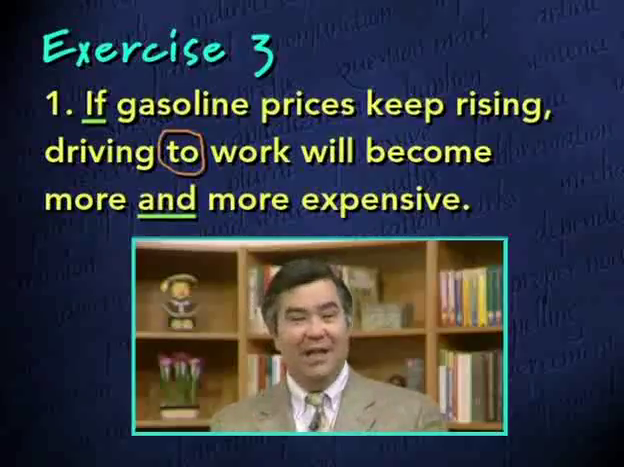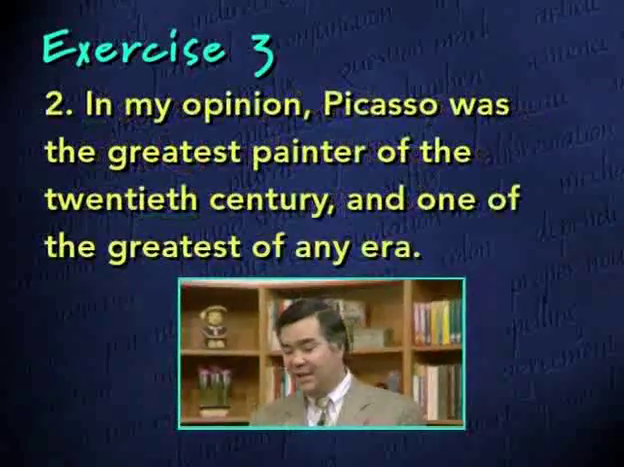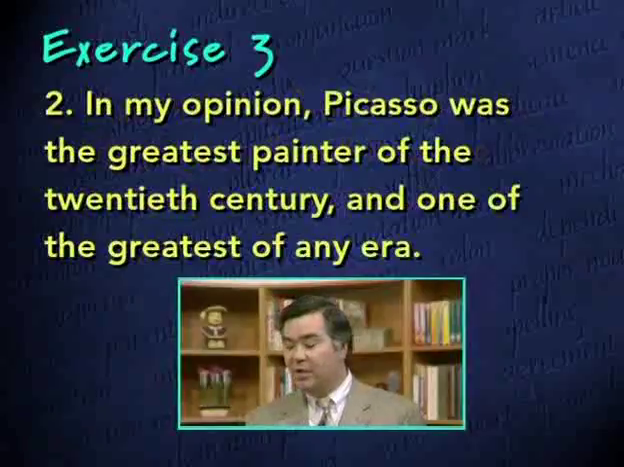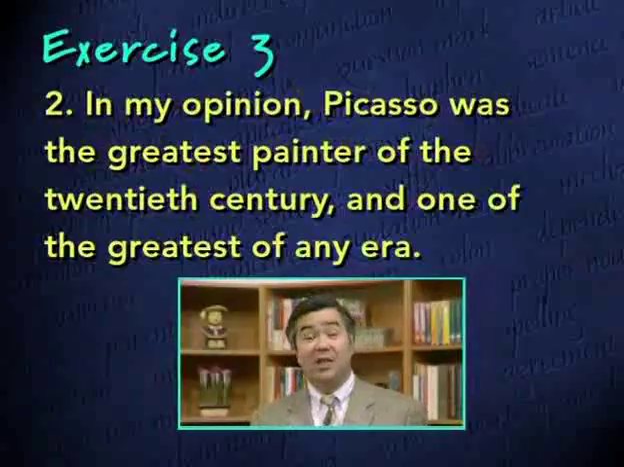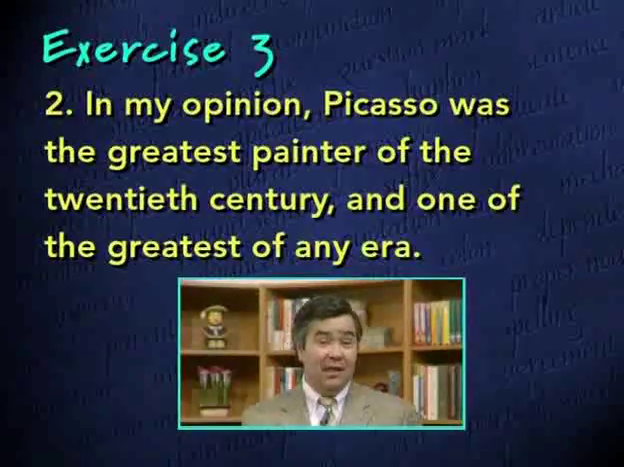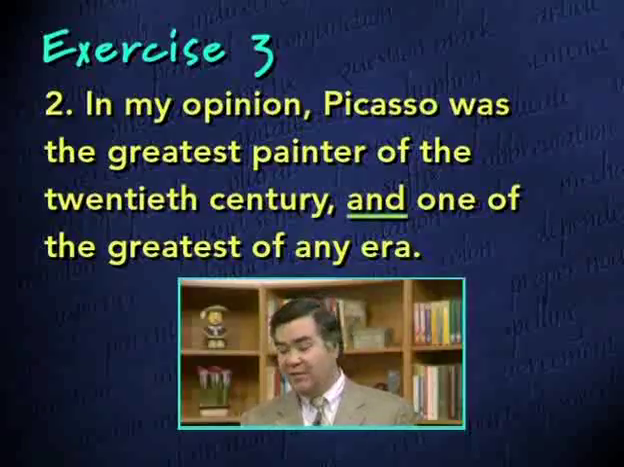So "to" is the preposition here. Let's look at the next sentence. "In my opinion, Picasso was the greatest painter of the 20th century and one of the greatest of any era." There's just one conjunction in this sentence. It's the common coordinating conjunction "and." It appears near the end of the sentence.